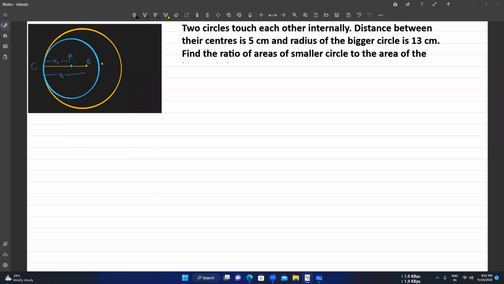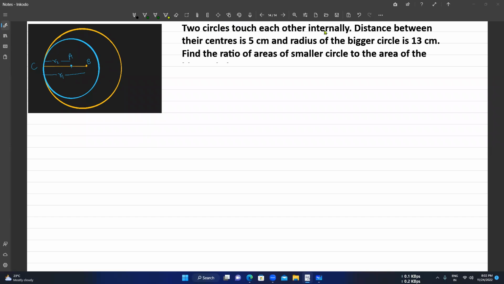Today we have a problem from the chapter Circle, which is a HOTS problem, and based on the concept of a theorem of touching circles. So without making any ado, let's see what exactly the problem is.